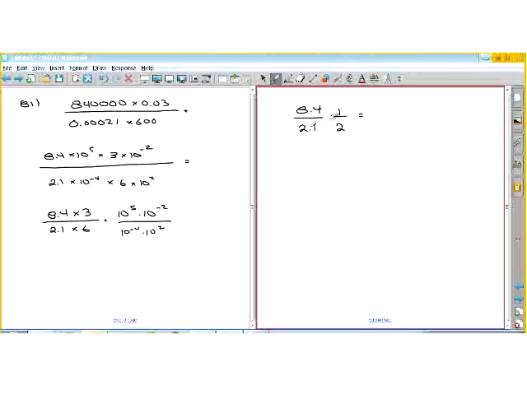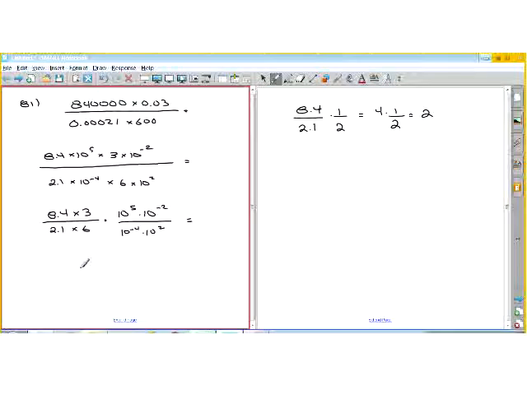Also, 8.4 divided by 2.1 is actually 4. So it's a common factor, 2.1. So that becomes 4 times 1/2, which is 2. So all this stuff at the front becomes 2.